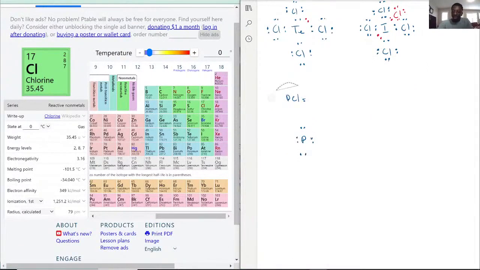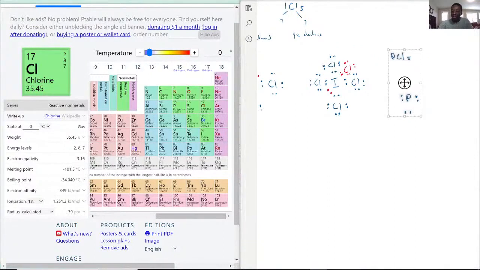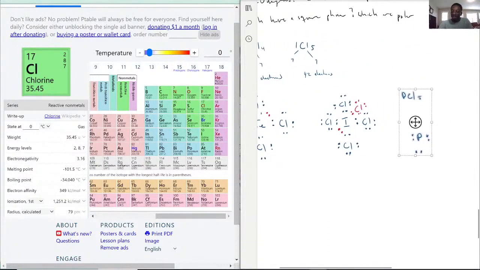Maybe I should give myself more space. Actually, I'm gonna move this all the way to this side, because I'm gonna be writing down the shape and everything right under it. Okay, so I'll just put it like that.